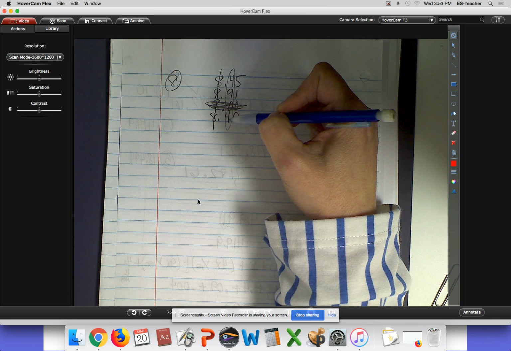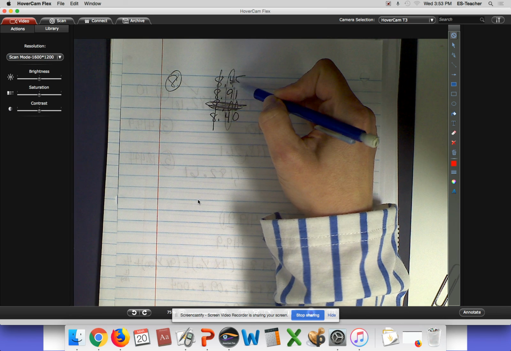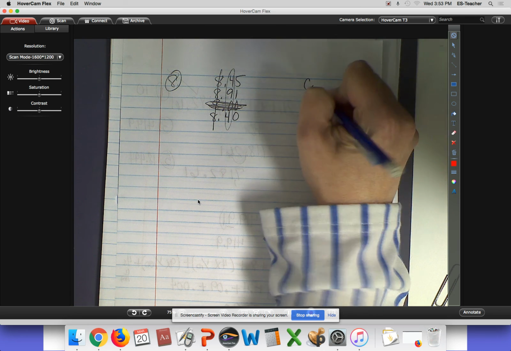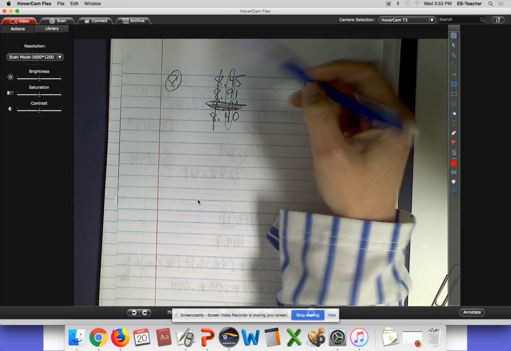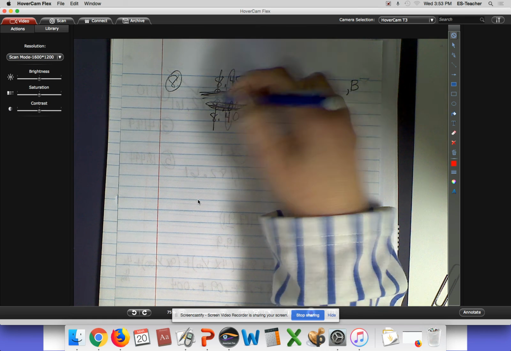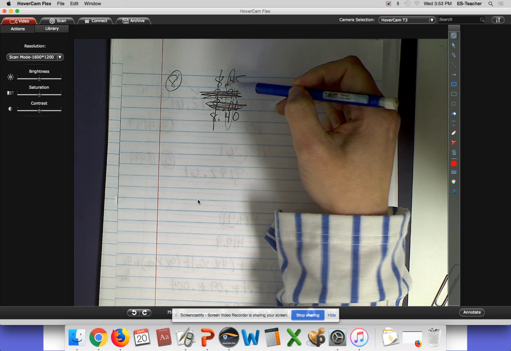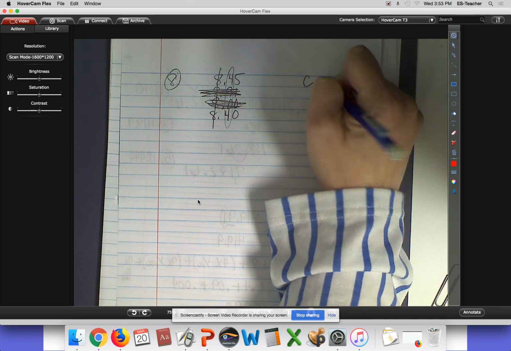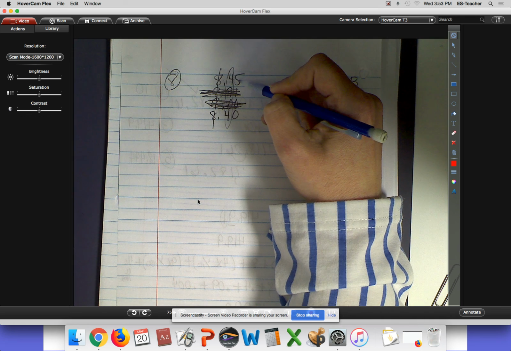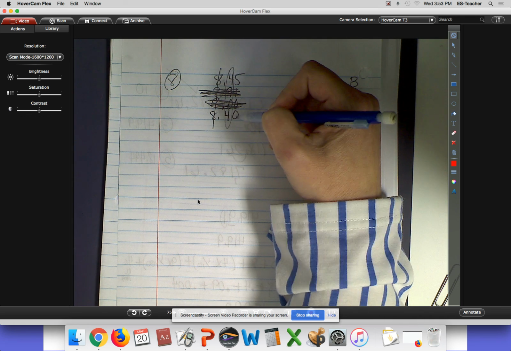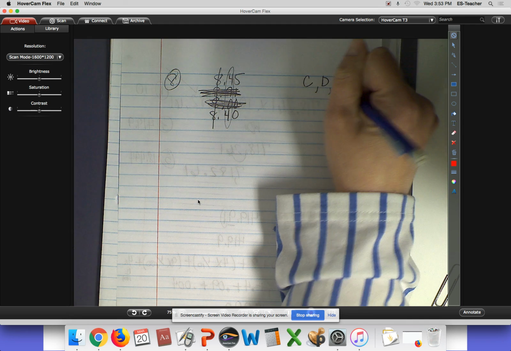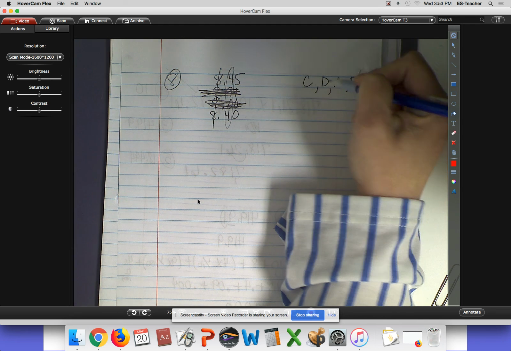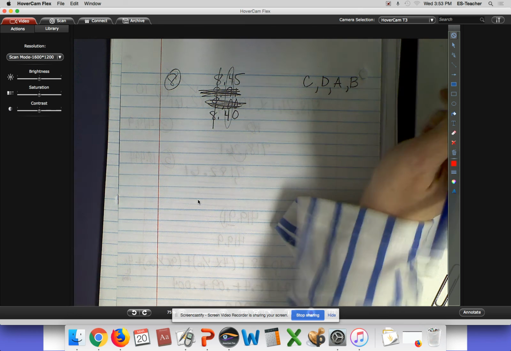Now what's the next smallest? One of these is going to be the biggest, so I'm going to put that last. I know that B is going to be last, so I can mark out B. Now we have 8 and 45 hundredths or 8 and 40 hundredths. D is going to be next because that 5 is bigger than the 0, and then A. So it should be C, D, A, B.